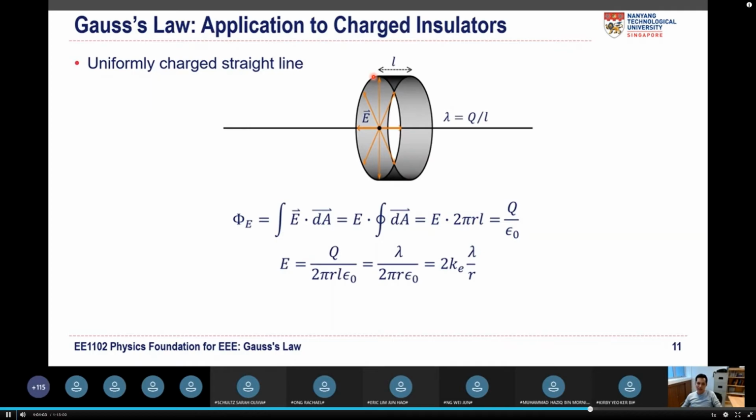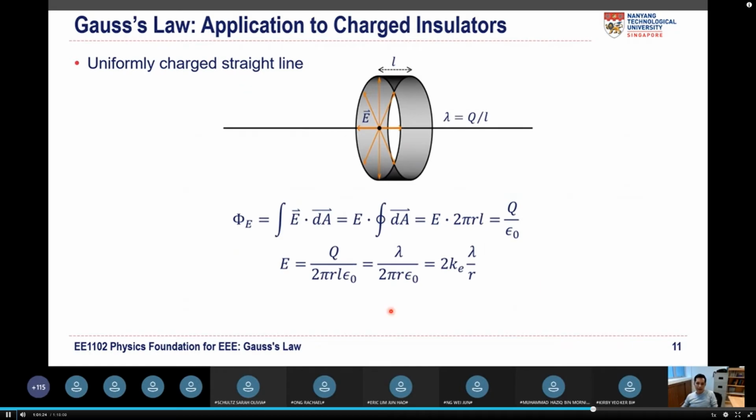And then we multiply by E, because E is always at 90 degrees to this surface, so we can do a simple multiplication like that. And that's going to give us what? The charge enclosed within this cylinder, divided by epsilon naught. And that comes from Gauss's law.